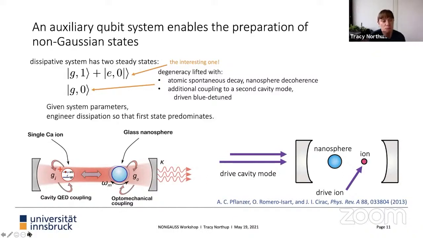So the concept would be to drive the system with a handful of laser fields and try to engineer the dissipation so that this first state, the interesting non-Gaussian state, is the one that predominates, even if it's not 100% prepared in that state.